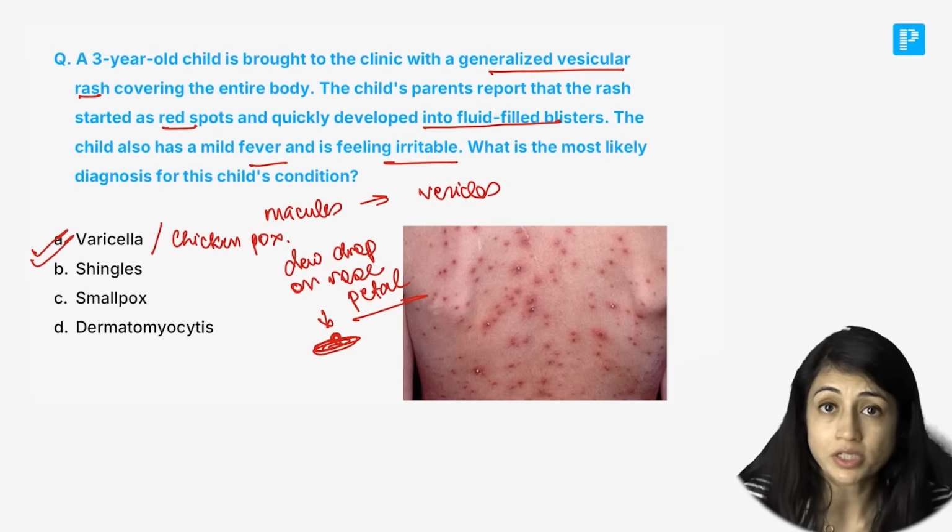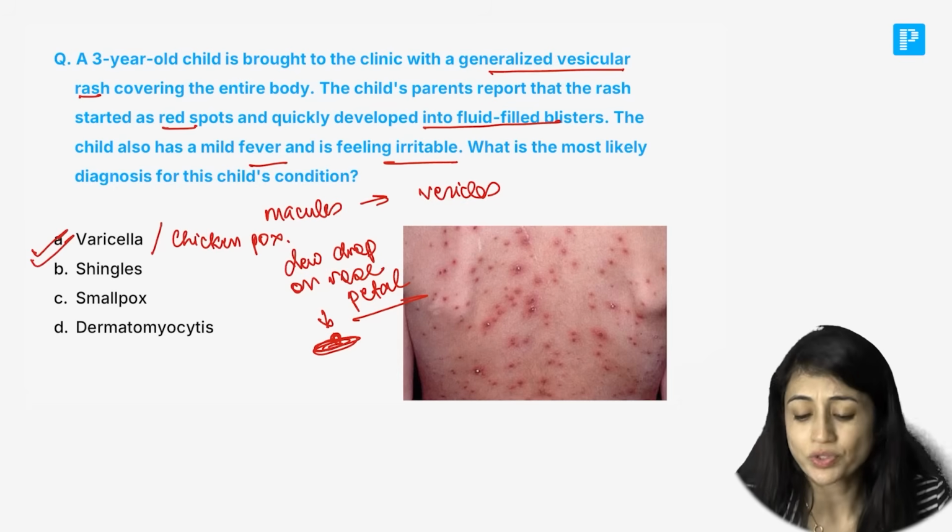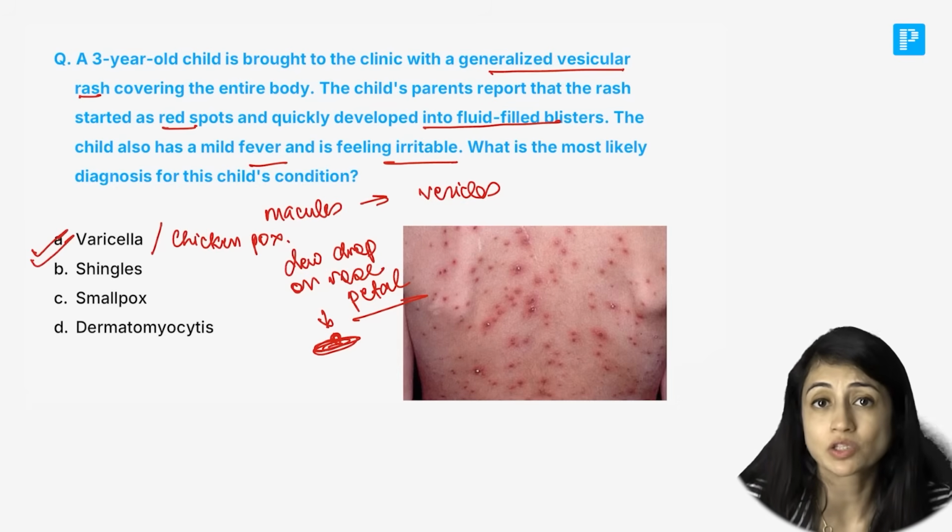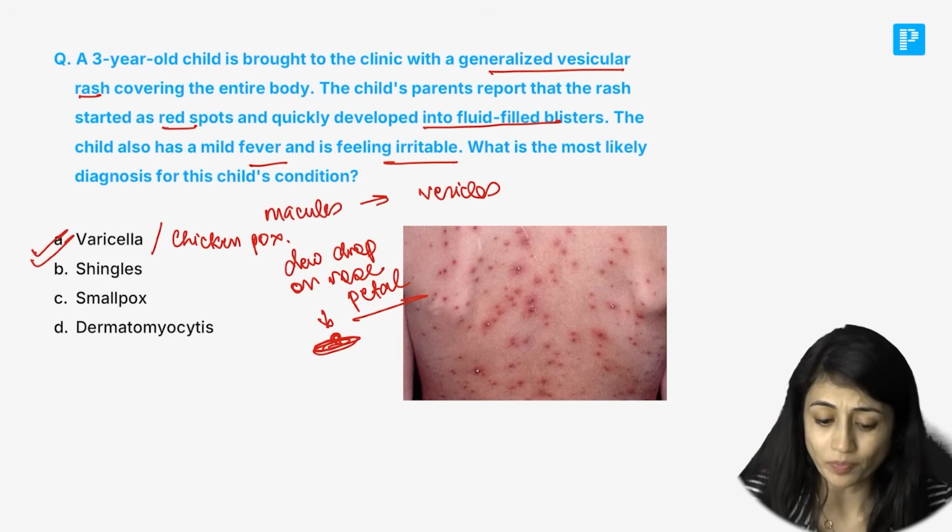Shingles is herpes zoster, which presents with dermatomal distribution. Smallpox is not seen. Dermatomyositis does not present like this. It presents with Gottron sign and heliotrope rash.